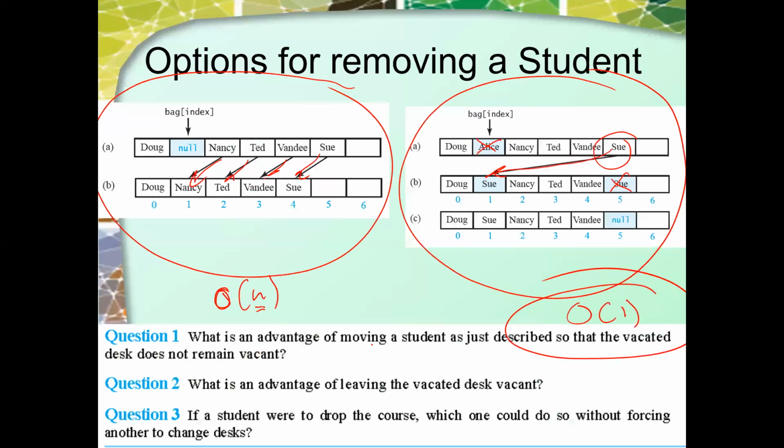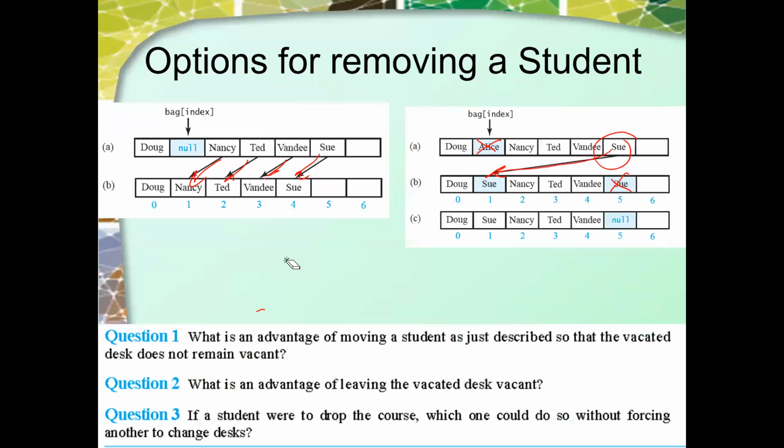But why do we want to make sure there's no vacancies anyway? Why don't we just leave a null in our bag in the middle of the array? Yeah, your code would have to have a lot of safety checks to make sure that the reference doesn't have a null in there, which would maybe mess up your operations and give you an exception. And is there an advantage of just leaving the vacated desk vacant? Less bookkeeping, I guess, to move things around. I mean, if you had to do this, that would be sort of annoying. Maybe you could just leave it vacant. I don't think it's too much of an advantage.